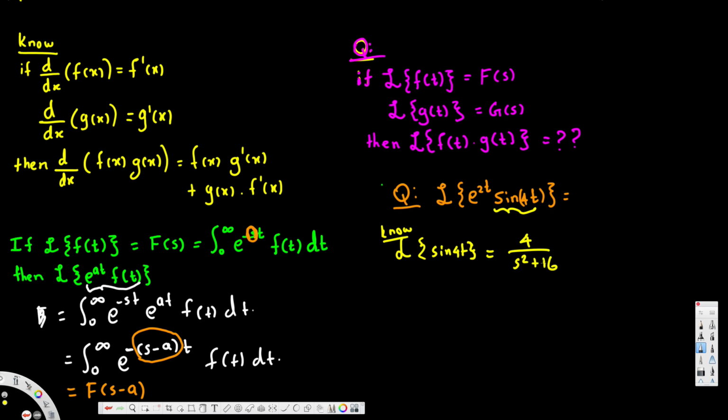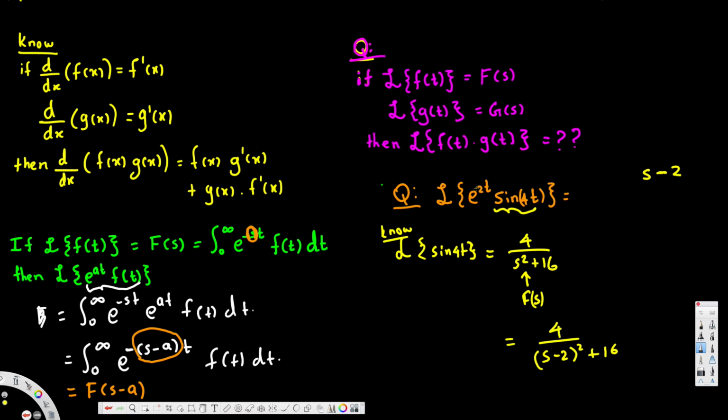This is sine 4t. Now, after that, if we consider this e power 2t, here a is 2, right? So we have to put s minus a. This is F of s, and if you put F of s minus a, instead of this s we have to put s minus a, which is s minus 2. If we rewrite this one as 4 over (s minus 2) whole square plus 16, that's going to be the answer. We just have to, instead of this s, put s minus a.